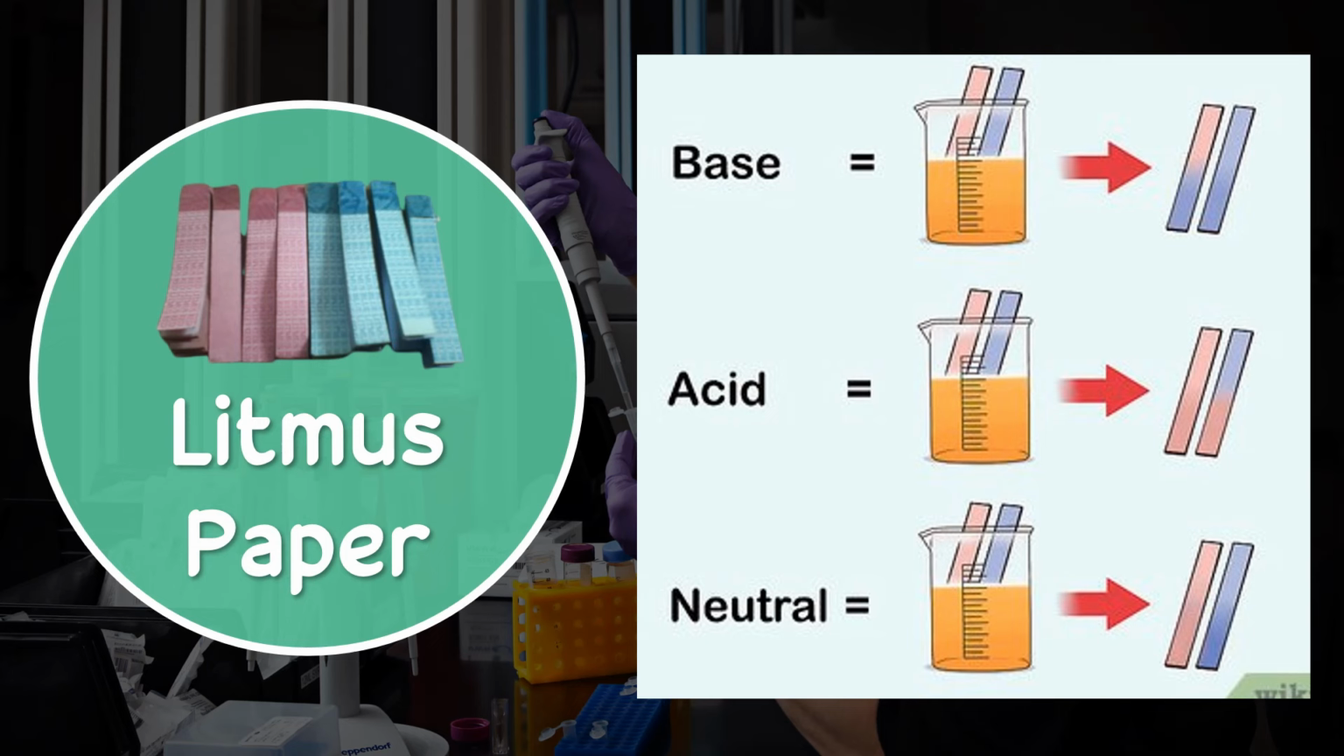And lastly, let's go to neutral substances. Kapag neutral, yung may pH 7, for example, we have water at 25 degrees Celsius, there is no significant change in blue and red litmus paper. The color remains the same kasi nga, neutral siya.